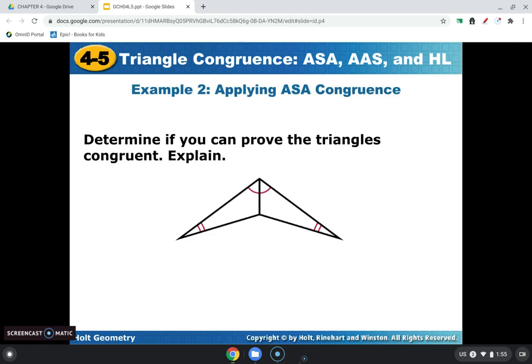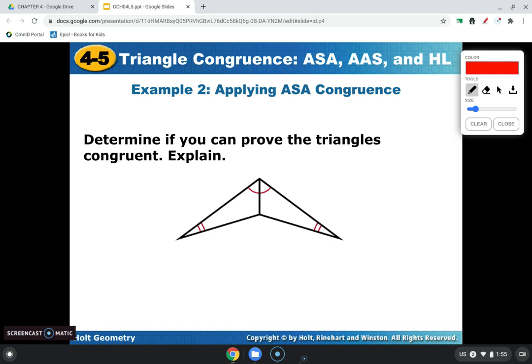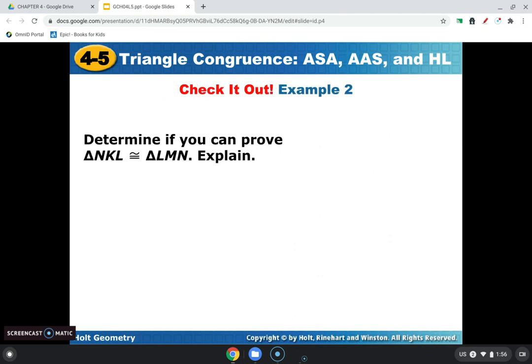Okay, so determine if you can prove the triangles congruent. Well, you're given those two angles in each, and then they share that side for reflexive. So angle, angle, side works for both of those triangles.